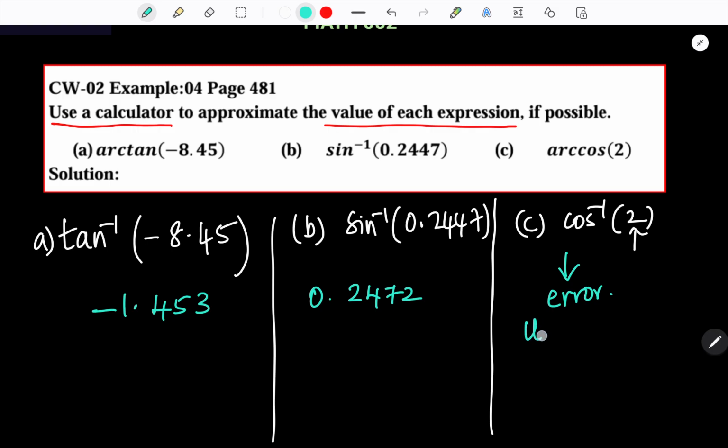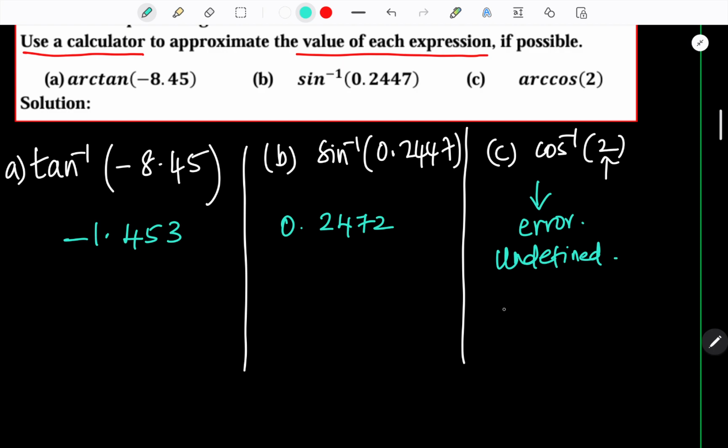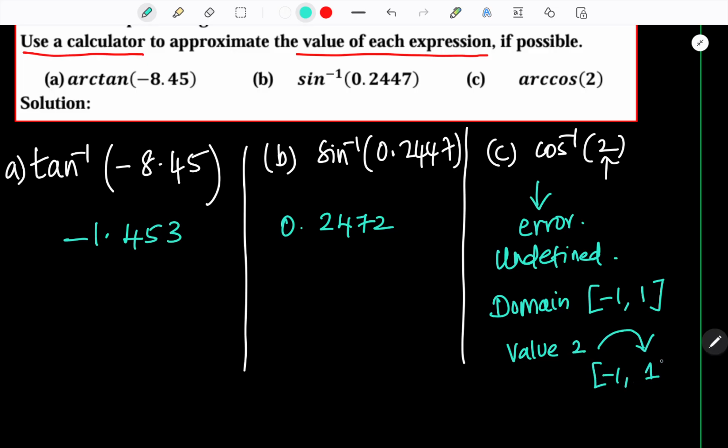Again, you should write in the exam that it is undefined. But what is the reason? Same reason: the domain of the cosine function is -1 to +1. Cosine of any angle cannot be greater than 1 or less than -1. So this error is coming because the value 2 is outside the domain of -1 to +1. That's why it is an error.